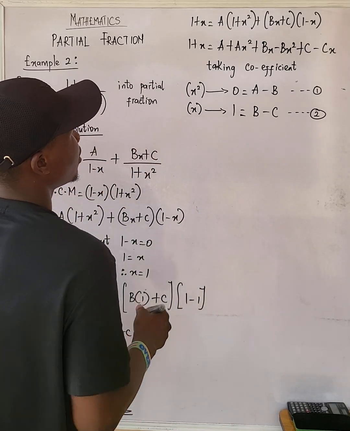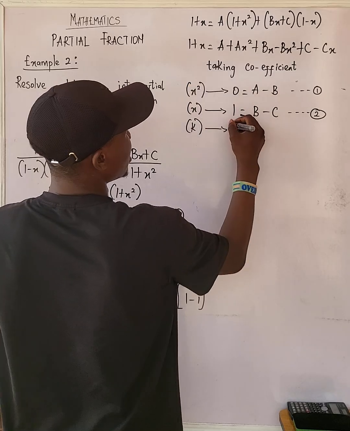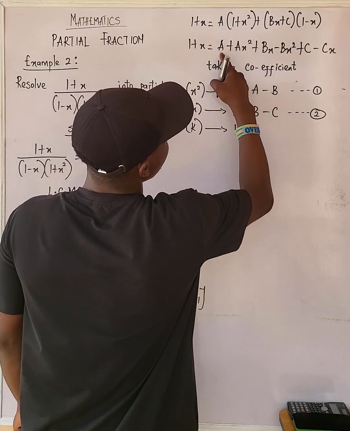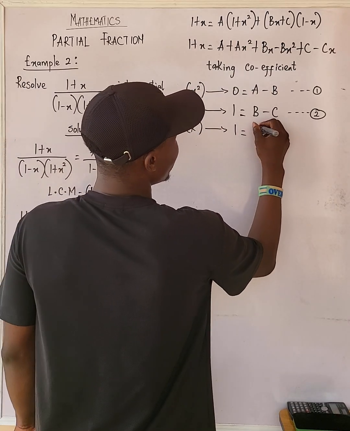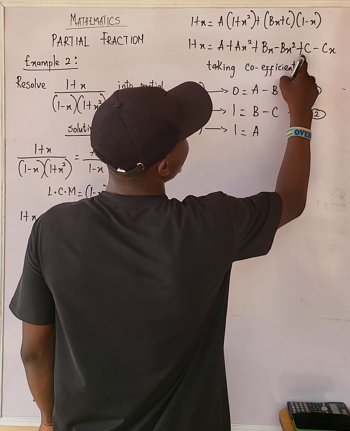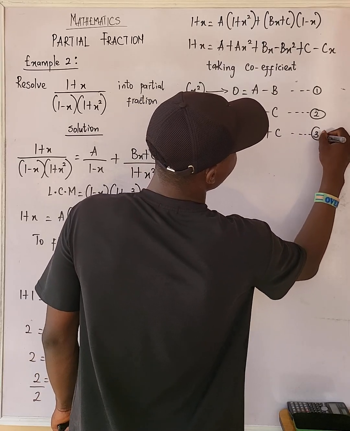Right? So the last thing is to go for the constant. On the left-hand side, what's the constant? 1. On the right-hand side, what's the constant? The one without x. When we say constant, it's the one without x. So what do we have? A, followed by what? Plus c. We call this equation 3.